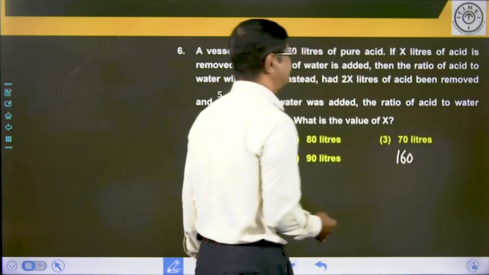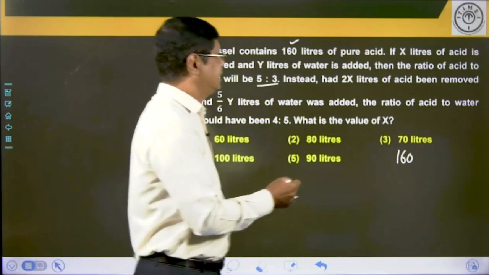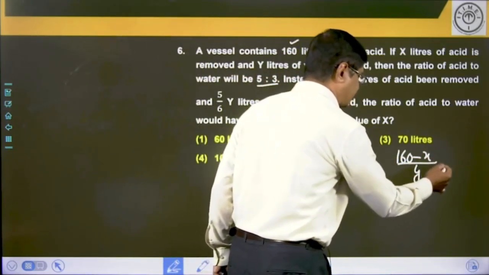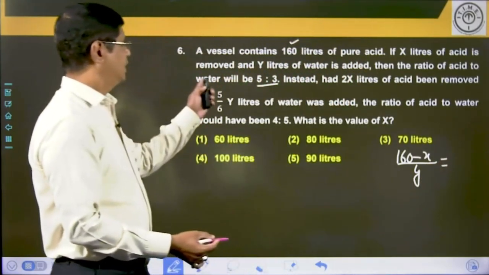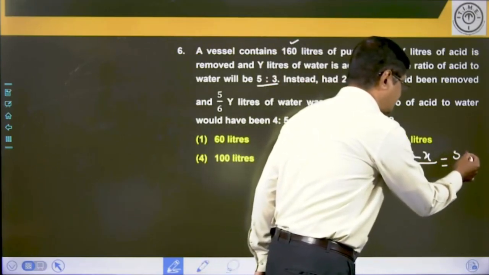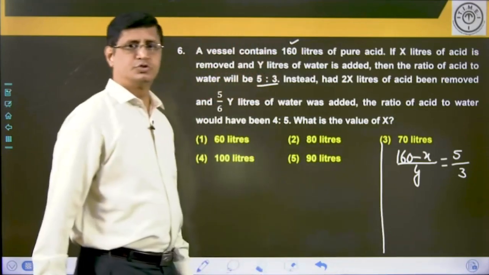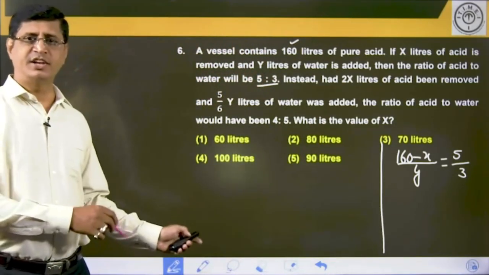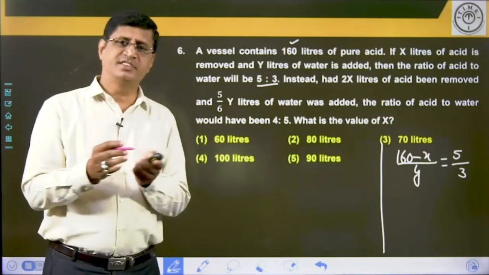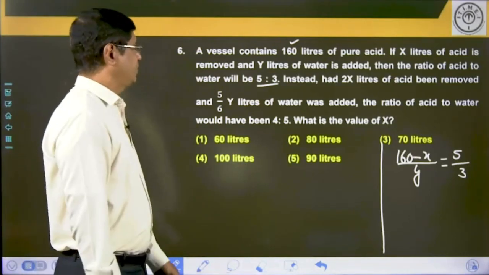160 liters, that is the initial quantity, pure acid. X liters is taken out. Then Y liters of water is added. Am I right? It will become 5:3. So this is the condition number 1. Am I clear? 160 is the initial quantity. X liters is taken out. It is a pure acid. X liters is taken out and Y liters of water is added, then becomes 5:3.